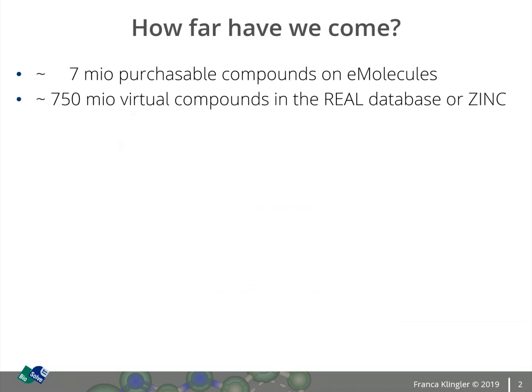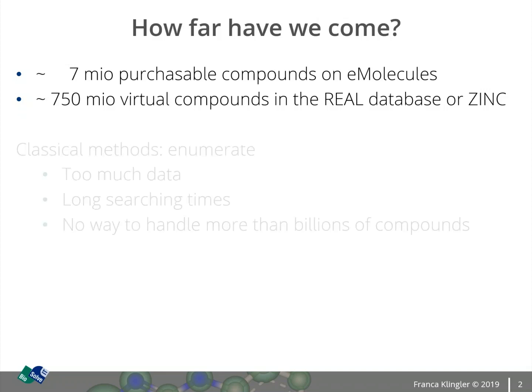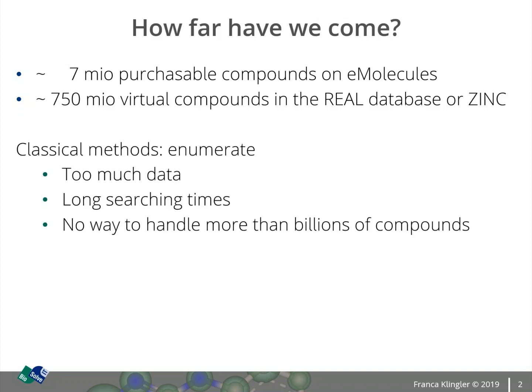Everyone purchases compounds from eMolecules at the moment. That's about 7 million you can buy in the extended set. And there are other approaches like the REAL database or the ZINC database, which have about 750 million virtual compounds in there. And all those methods have something in common. They enumerate the molecules. That makes a lot of data and creates quite long searching times as well. And there's just a way where you cannot handle more compounds than about billions.